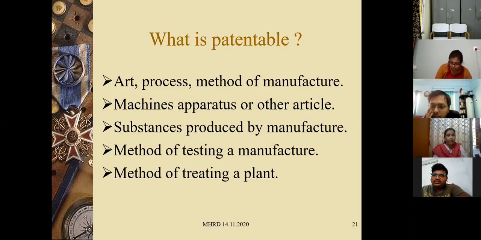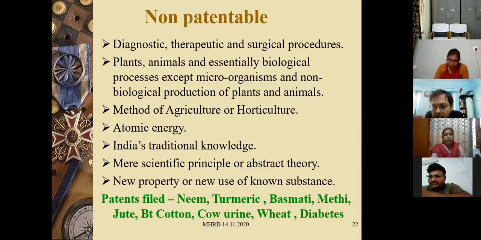testing a manufacture and method of treating a plant. All these aspects are patentable. What is non-patentable? Diagnostic procedure, therapeutic procedure, and surgical procedure. Just imagine if a diagnostic procedure, like a simple thing like testing blood sugars, testing lipid profile, if that is patentable, then what will be the state of all the people who need the diagnostic test?